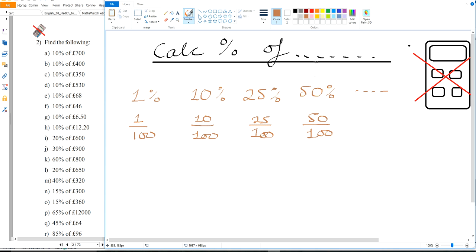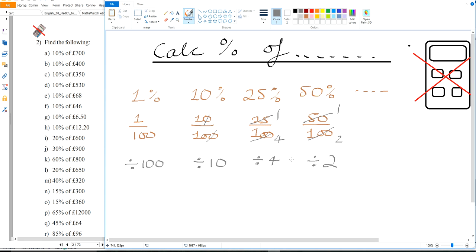Now, if we simplify these, 1 over 100, to work that out we need to divide by 100. 10 hundredths cancels down to 1/10, so we're dividing by 10. To work out 25%, if we cancel down by dividing top and bottom by 25, we get a quarter. To work out a quarter, we simply divide by 4. 50%, if we cancel down by dividing top and bottom by 50, we get a half. And to work out half, we divide by 2.